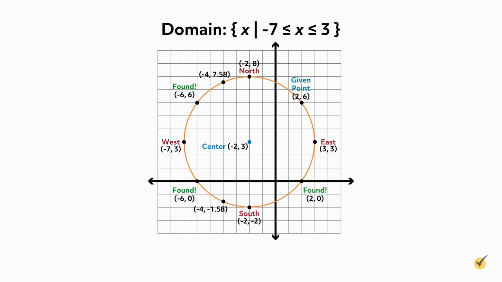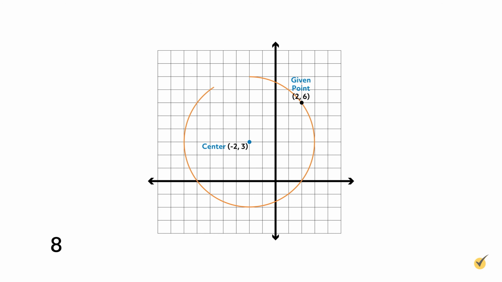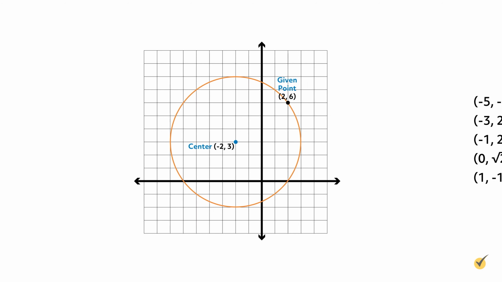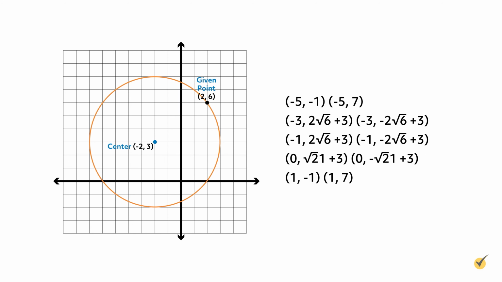So we can graph those too. Now we're up to 10 points on our circle. Can you find any more? Pause this video now and try. The answer for all the integer values of x will appear shortly after unpausing. Here are the other points on the circle with integer x values.